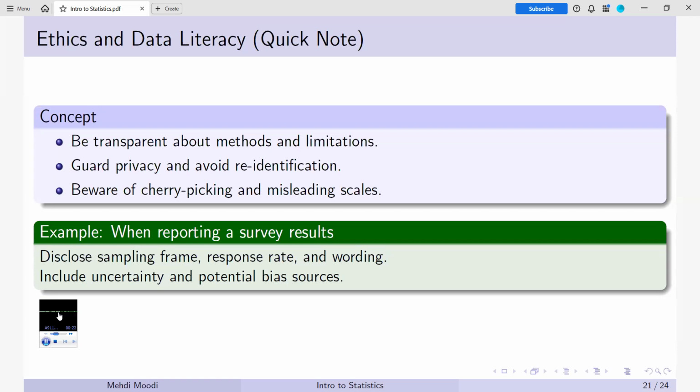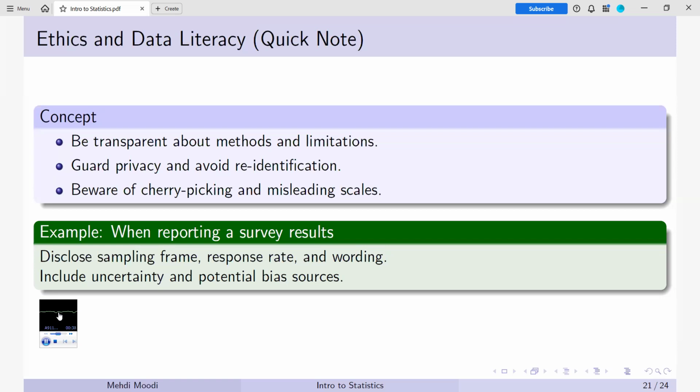Privacy. Guard personal data like it's your Netflix password. Even if names are removed, sloppy handling can still allow people to be re-identified. That's a quick way to lose trust and maybe your job.